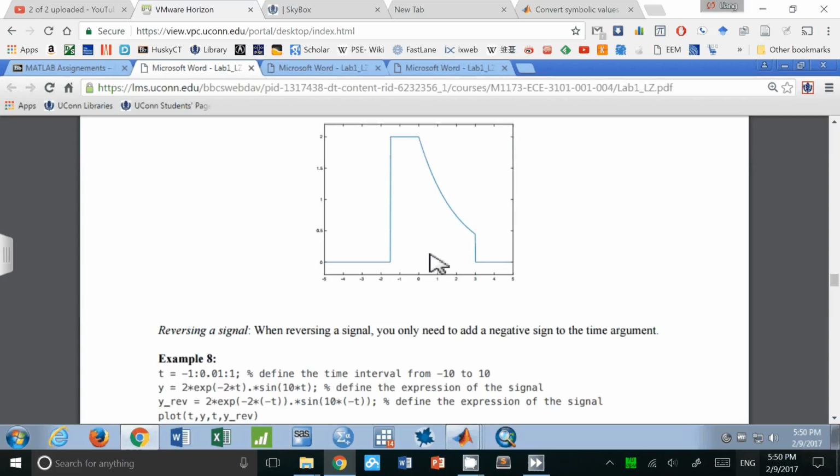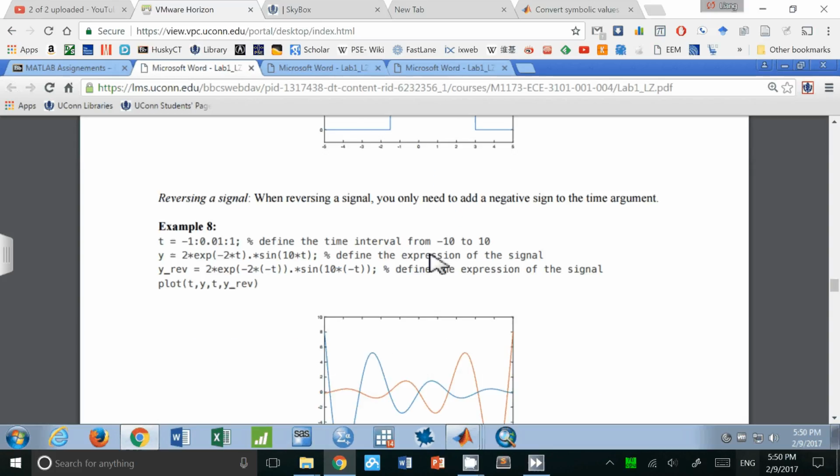So this is the one. And we talk about reversing a signal, right? We talk about time shift. Okay, we talk about scaling. All of them can be done in MATLAB. Okay, I gave a few examples in the following discussions.